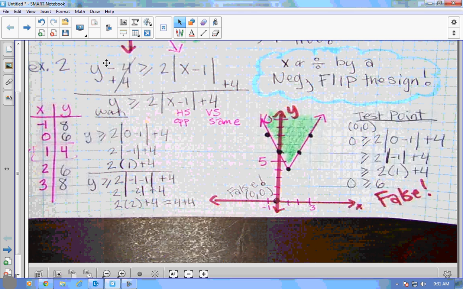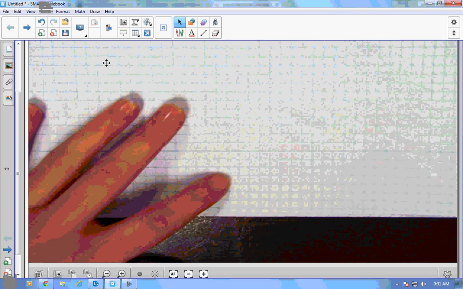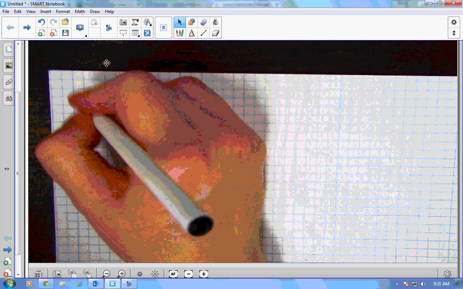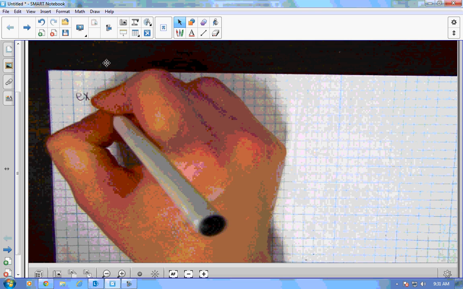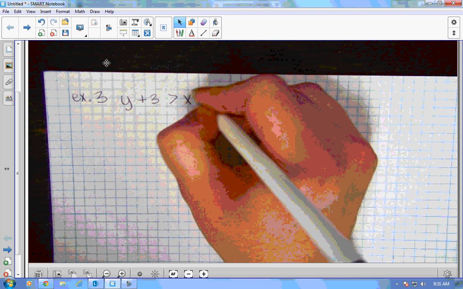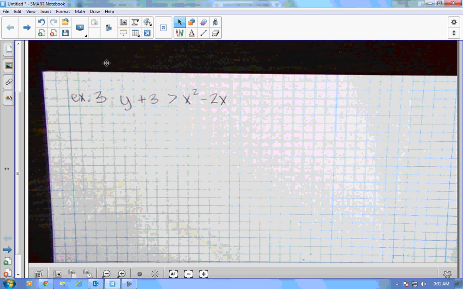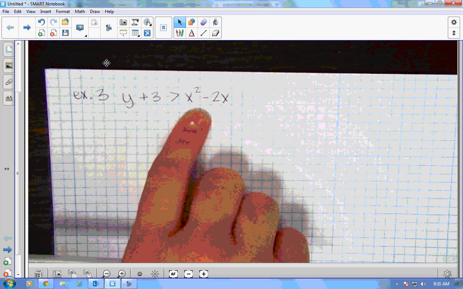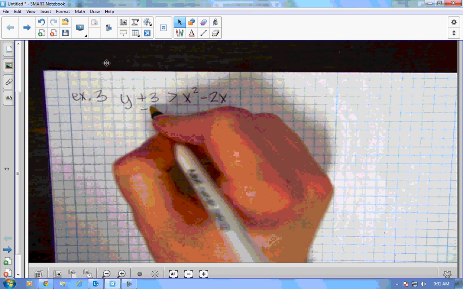Okay, let's try another one. Example 3. Y plus 3 is greater than x squared minus 2x. Okay, again, y is not by itself. Let's make sure y is by itself. So first I'm going to subtract 3.